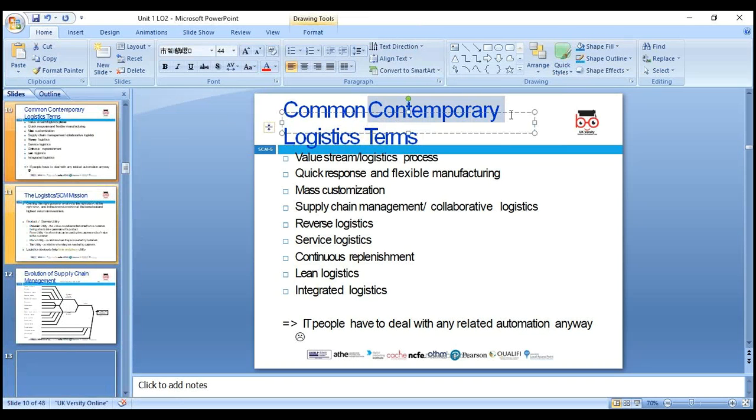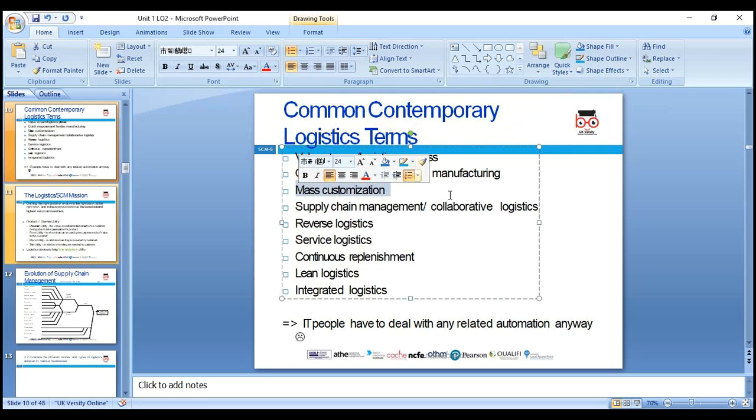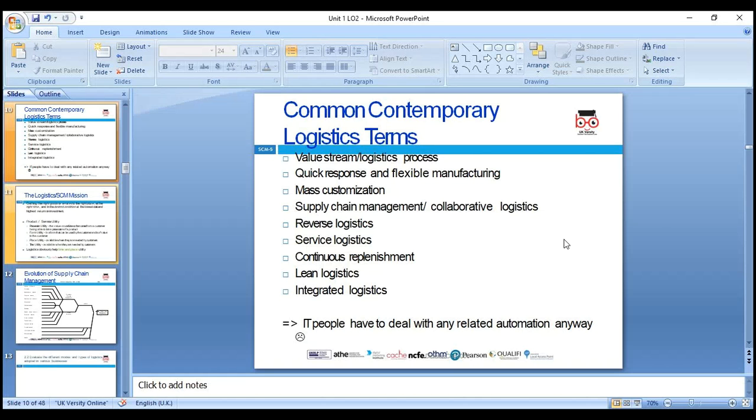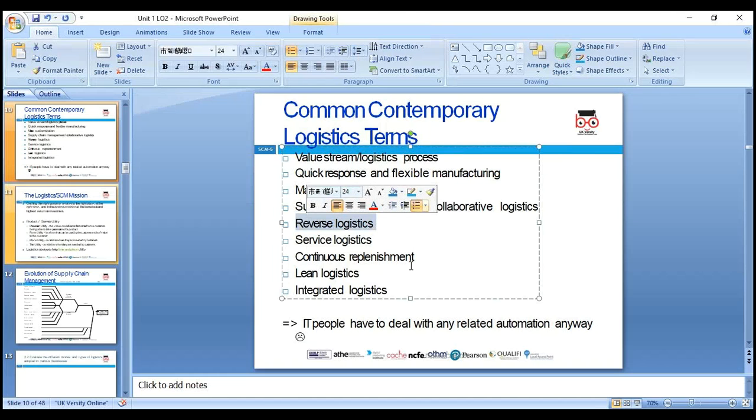Okay, next we're looking at the contemporary. What is meant by contemporary? Common, new, modern. So contemporary issues are recent, commonly discussed issues. Logistic term, value stream, and logistic process. These are the common terms which we use. Quick response and flexible manufacturing. Mass customization, because of course there is huge customization. Supply chain management, collaborative logistic, reverse logistic, service logistic, continuous replenishment, and lean logistic.